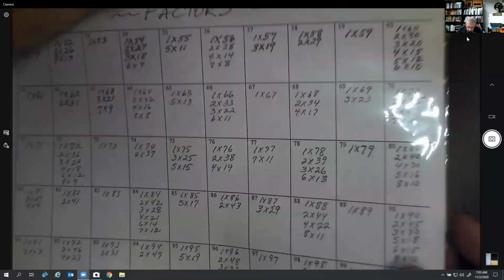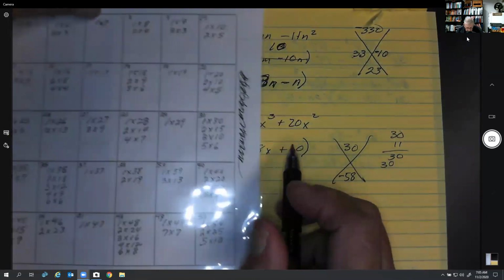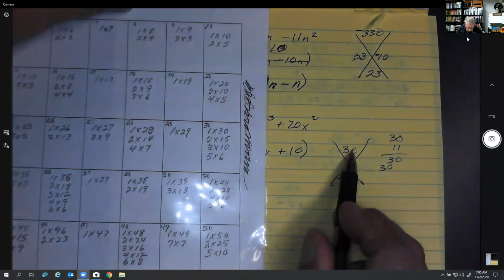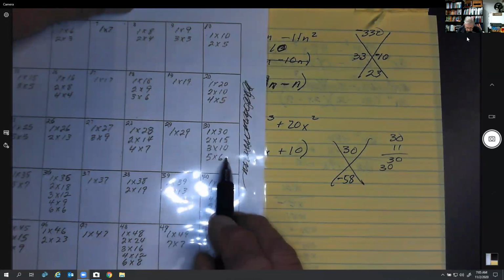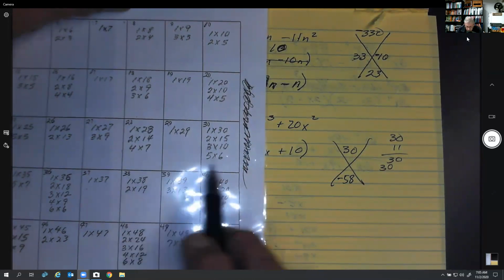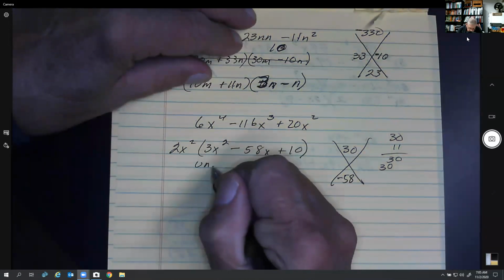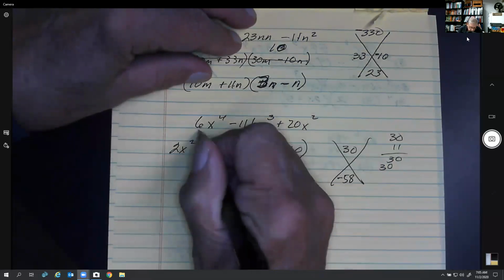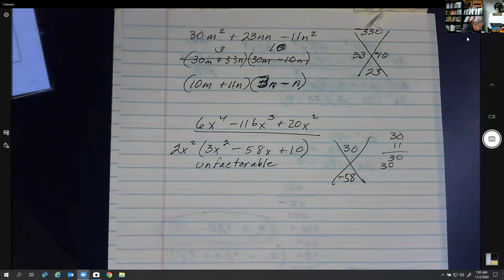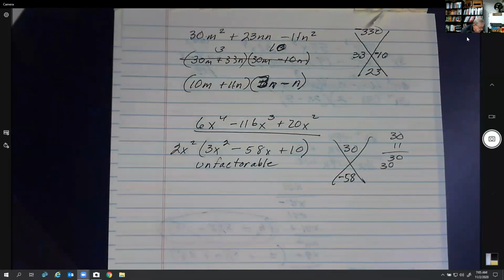So 30, maybe it would work. I don't know. I don't think so. To get a positive 30, we'd have to add these: 31, 17, 13, 11. No, this is way too big. So this problem is unfactorable, which means we just have to keep it where it was. And it kind of looked like it would be, because the numbers are so large that it doesn't look like you could ever factor this thing.